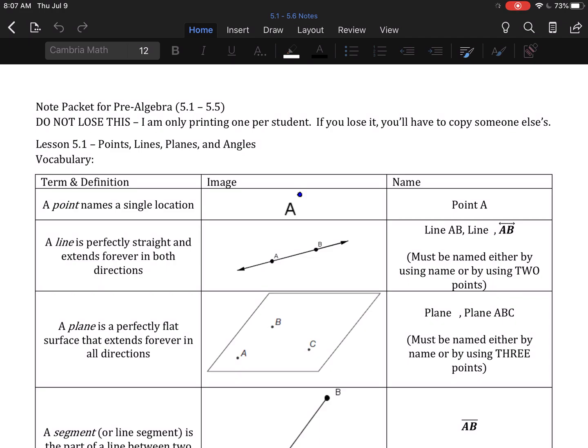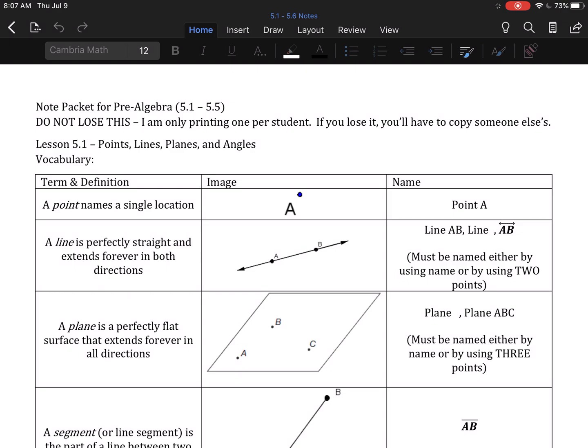And in the conventions over here, you can see it says line AB, line blank, and then AB with a line above them. The blank is BA. The name of a line can be reversed. Line AB and line BA are the same thing.